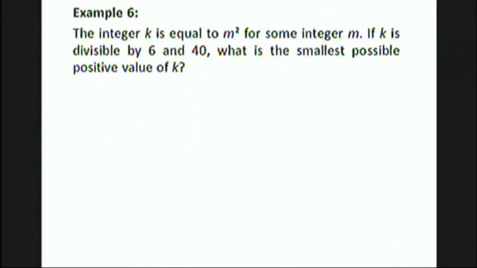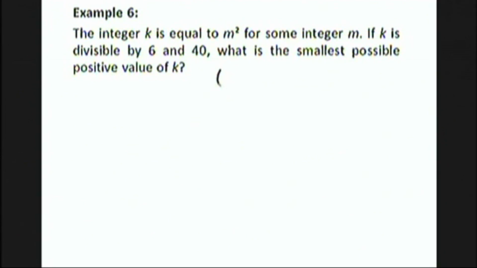Okay, now let's try a more challenging question. The integer k is equal to m squared for some integer m. If k is divisible by 6 and 40, what is the smallest possible positive value of k? Okay, so in other words, we're looking for the smallest perfect square that is divisible by the least common multiple of 6 and 40. So let's start by finding the least common multiple of 6 and 40.